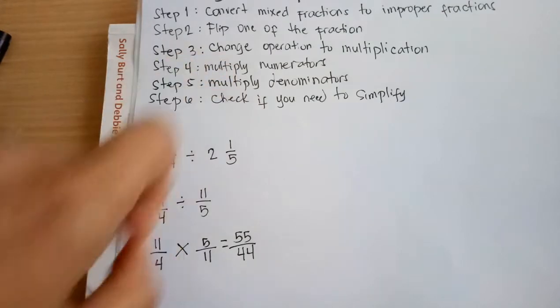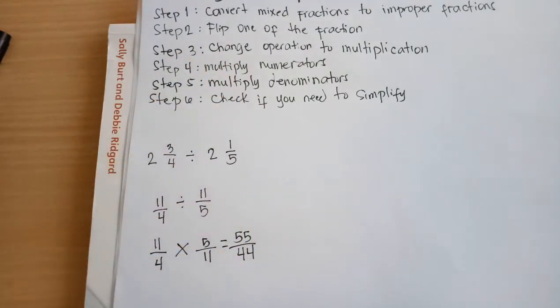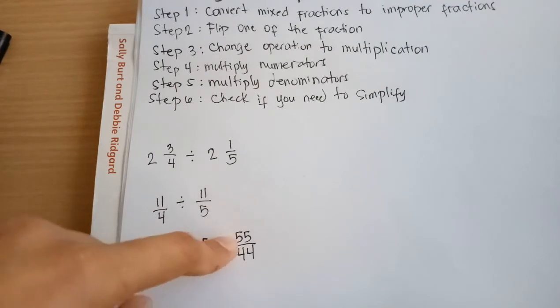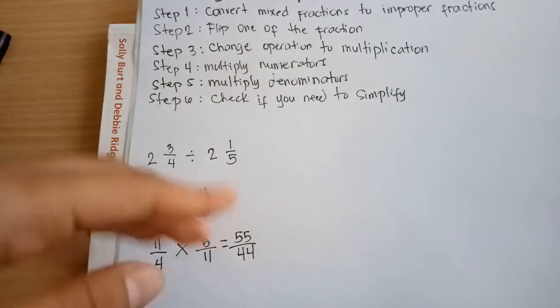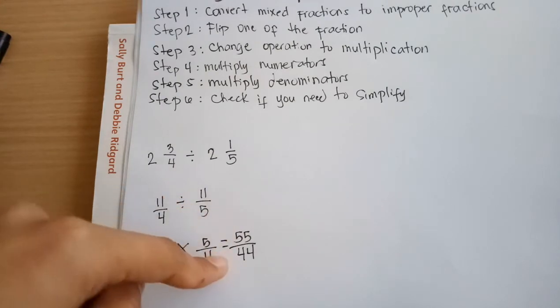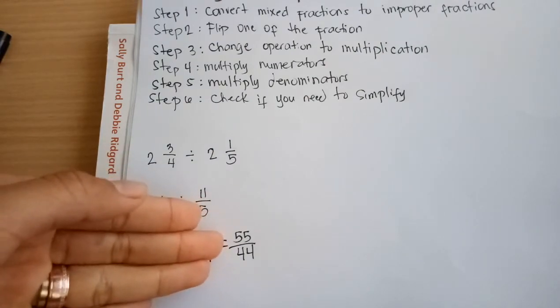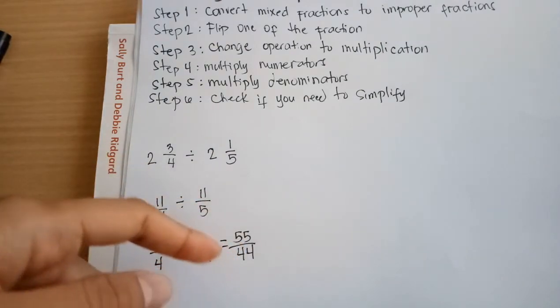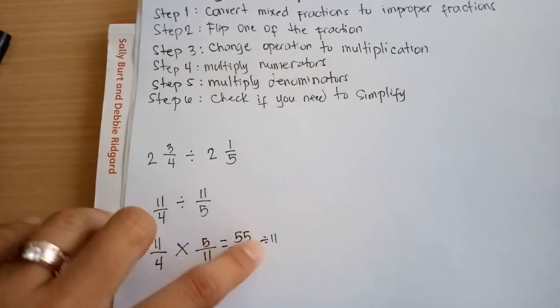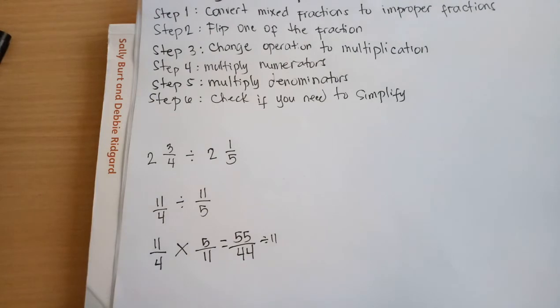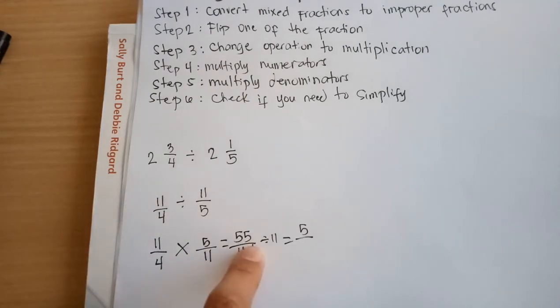Now step 6, check if you need to simplify the answer. Now, can we still simplify 55 and 44? Is there a number that we can use to divide 55 and 44? Yes, we can still simplify 55 over 44 by using 11. We can divide it with 11. So, 55 divided by 11 equals 5. Now, 44 divided by 11 equals 4. Now we have the answer 5/4. Now this is our simplified form of 55 over 44.